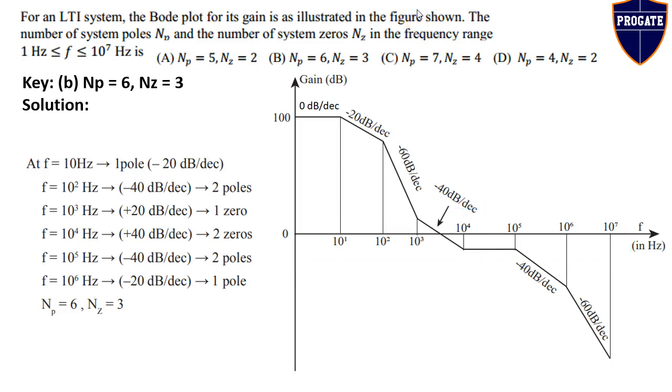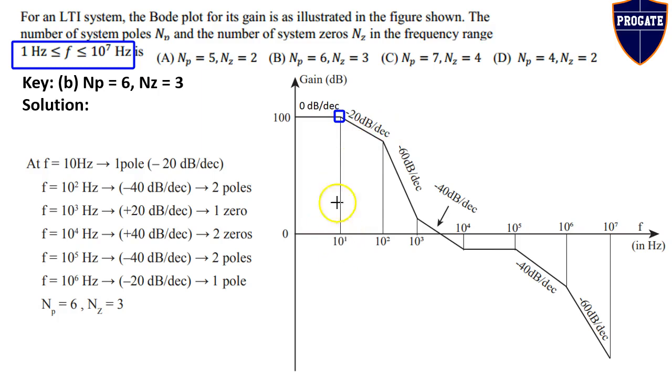So the basic hint to solve this question is, whenever a pole or a zero occurs in this frequency range, then at that point in the Bode curve, a change in slope occurs. So if you see here, it is a straight line parallel to the x-axis. There is no change in slope until the point of 10 Hz. At 10 Hz, there is a change in slope. Here the slope is 0 dB per decade. Here the slope is minus 20 dB per decade.